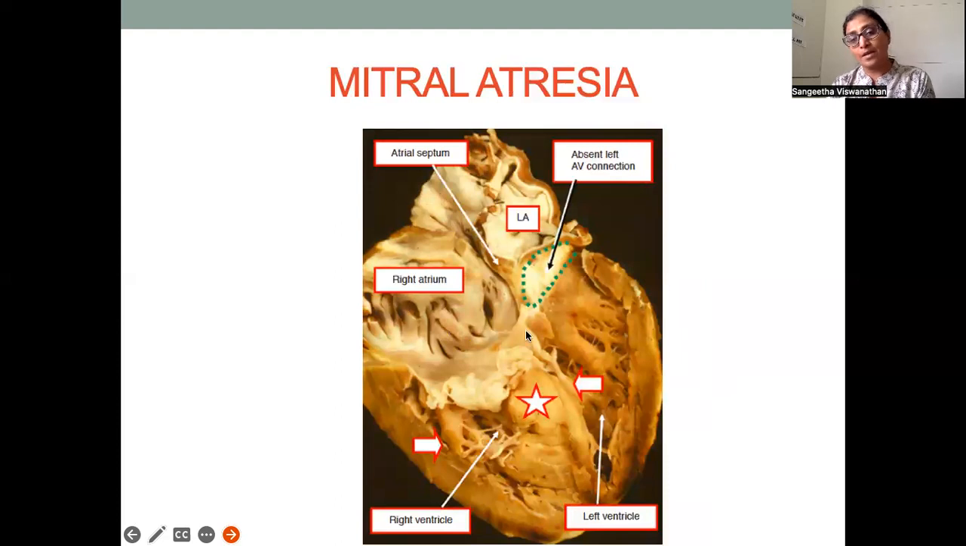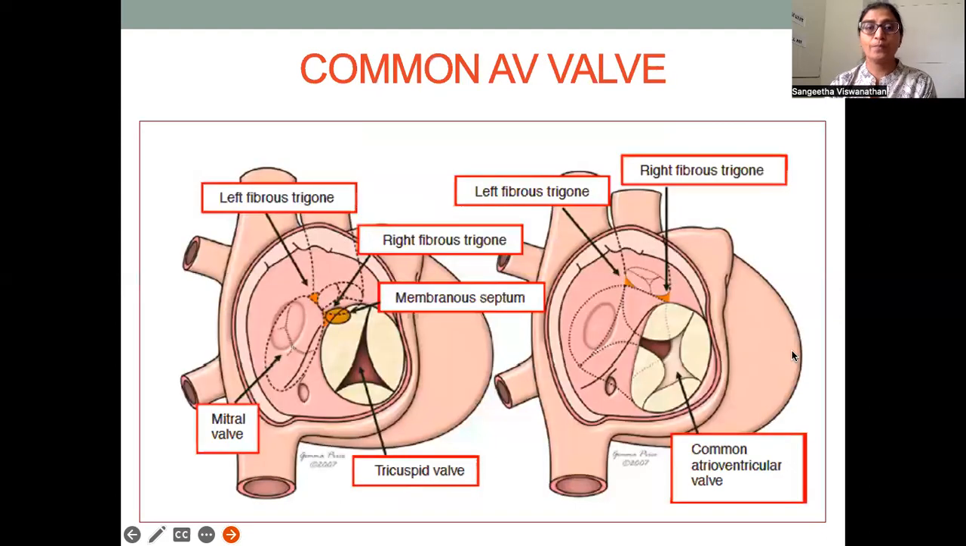Then the opposite side, AV valve atresia, mitral atresia. So this is the tricuspid valve, mitral valve is atretic, and the left ventricle is smaller and hypoplastic compared to the right ventricle. So this is part of a spectrum of hypoplastic left heart syndrome. Okay. Then you have common AV valve.